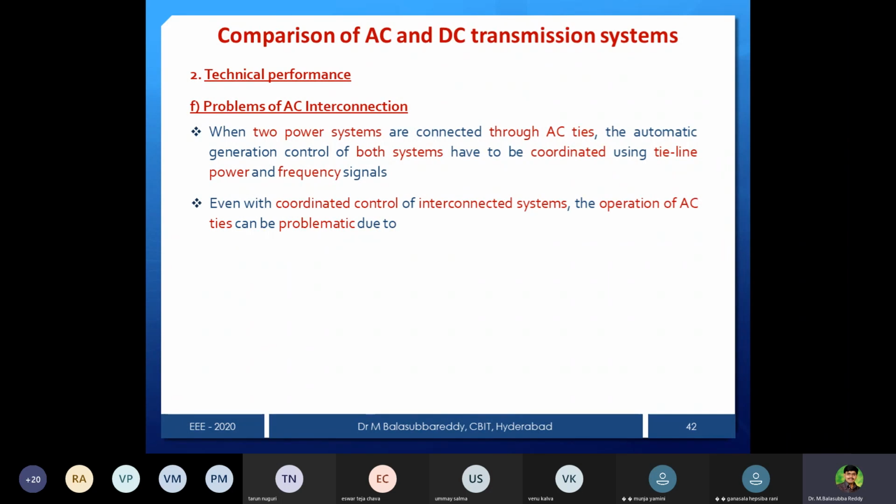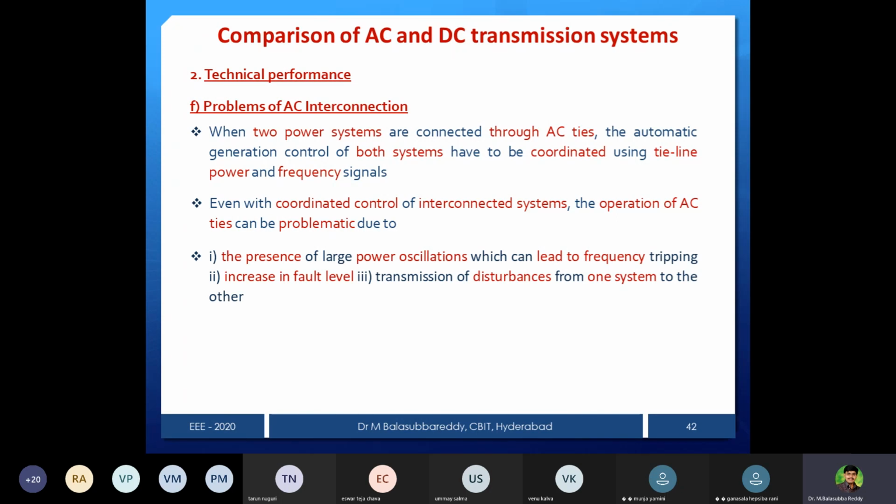And even with coordinated control of the interconnected systems, the operation of AC ties can be a problem for these reasons. One is the presence of large power oscillations, which lead to frequency tripping. Once it happens, that is nothing but a blackout. So we need to avoid that. To avoid it, we just take care of these things: the presence of large power oscillations leading to frequency tripping, and an increase in the fault level. So the fault level also will increase, and then transmission of power from one system to the other system. When we are doing this kind of activity, the fault level increases, so some problems will arise when you are interconnecting the AC systems.